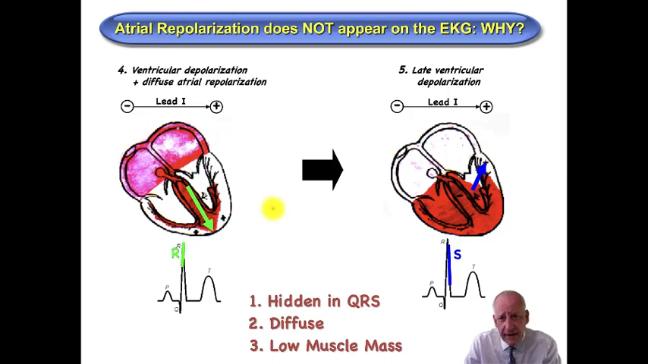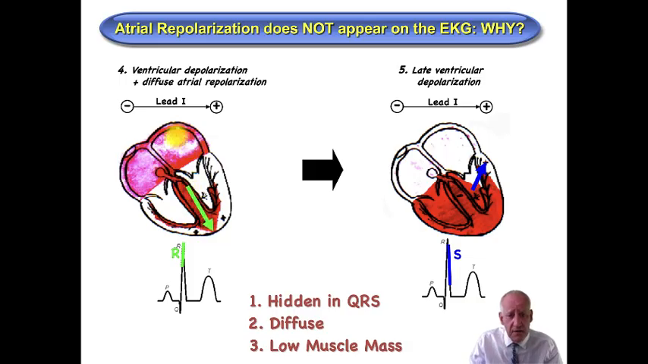How come we didn't talk about atrial repolarization? Well, it really doesn't appear on the EKG. How come? There are 3 reasons. First, the atria repolarize at a time when the ventricle is depolarizing. So atrial repolarization is hidden in the QRS complex.